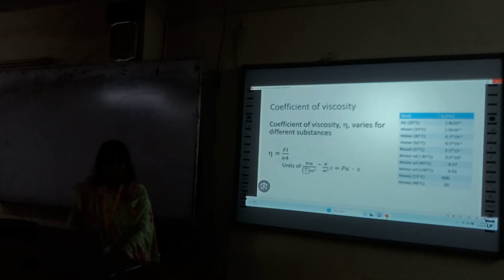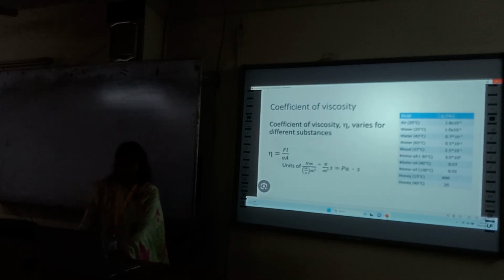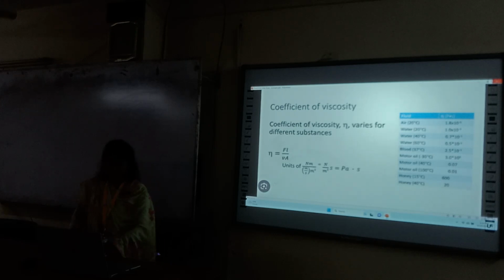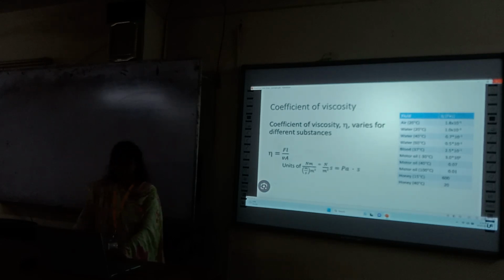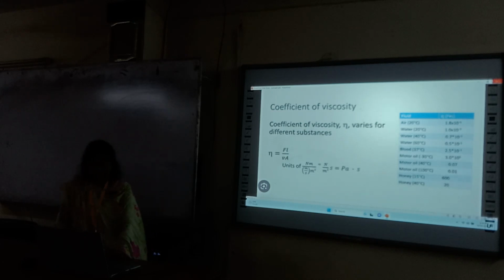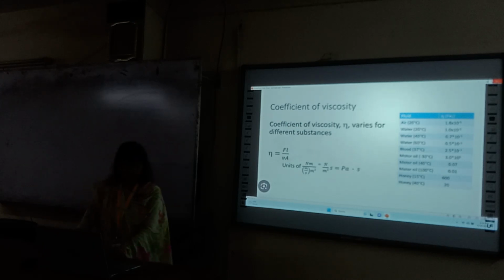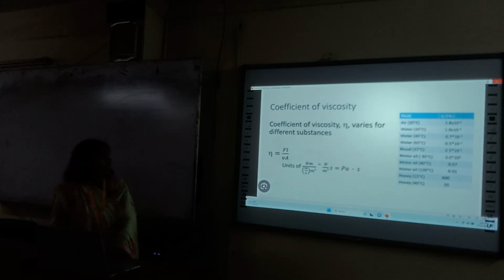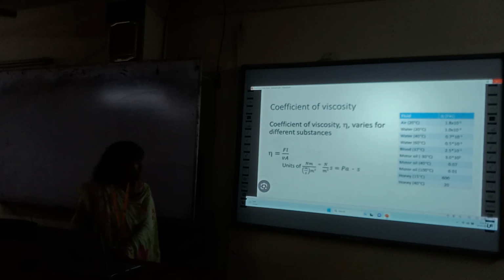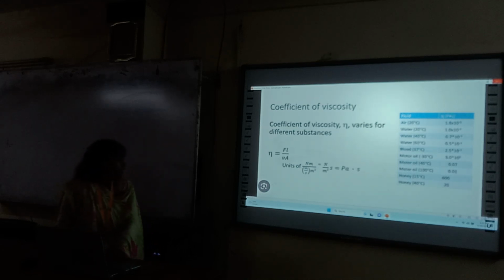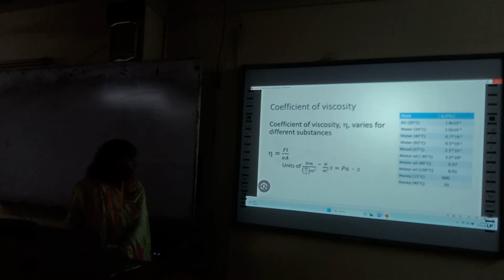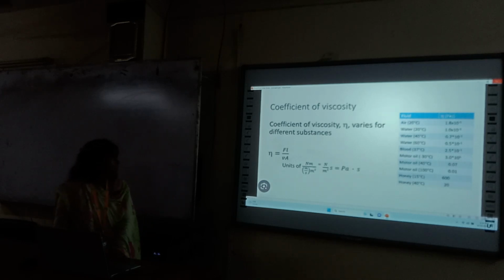The next slide. Coefficient of viscosity. The coefficient of viscosity is defined as the force that must be exerted between two parallel layers of liquid, 1 centimeter square in area and 1 centimeter apart, in order to maintain a laminar velocity. Coefficient of viscosity is denoted by eta and varies for different substances. Eta equals FL divided by VA. Here F is force, L is length, V is velocity, A is area.